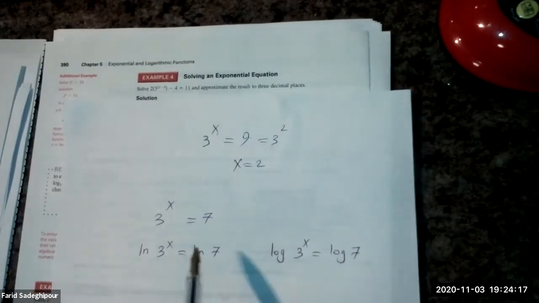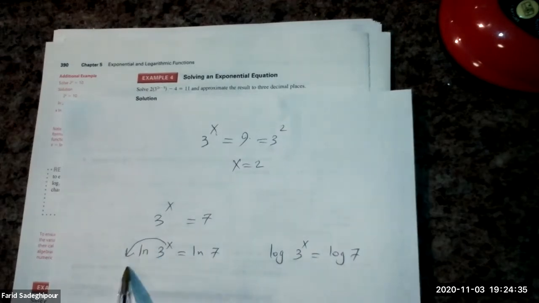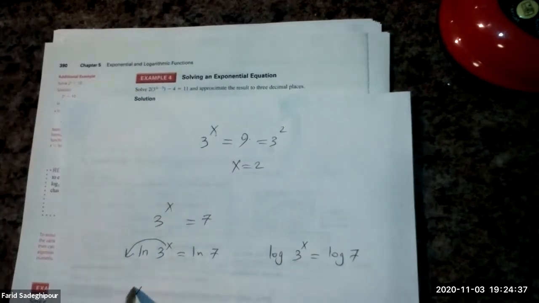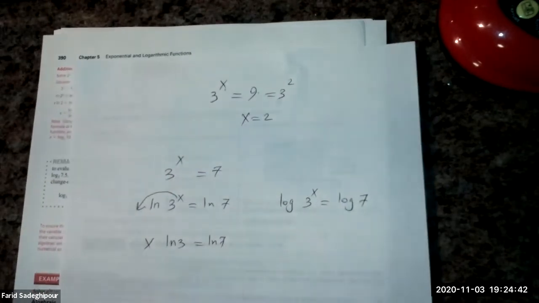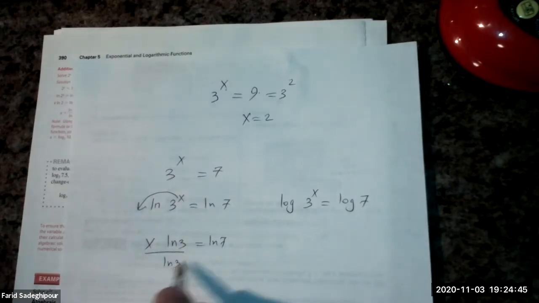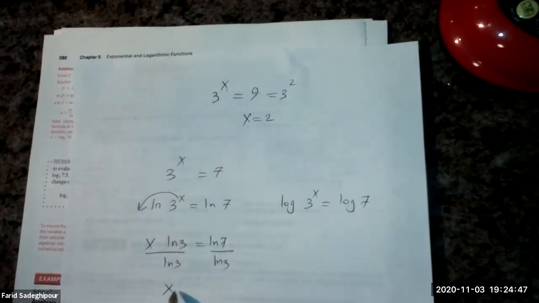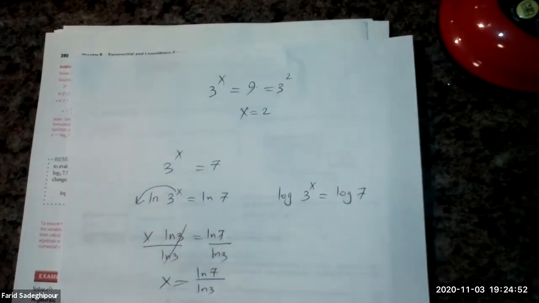What log does is help you bring the exponent to the front, according to that formula that we showed you. If you have a power, you can always bring the power to the front. So then it would be x natural log of 3 is equal to natural log of 7. And then all I need to do is divide both sides by natural log of 3 to find the x.